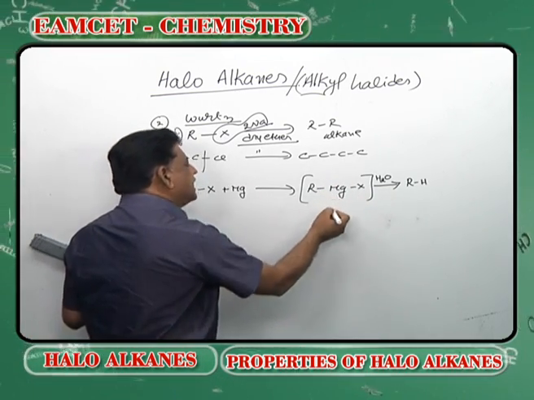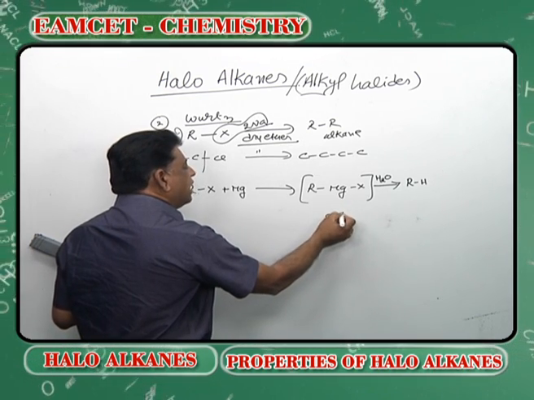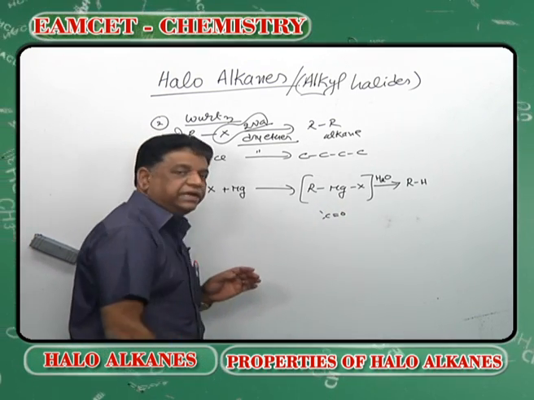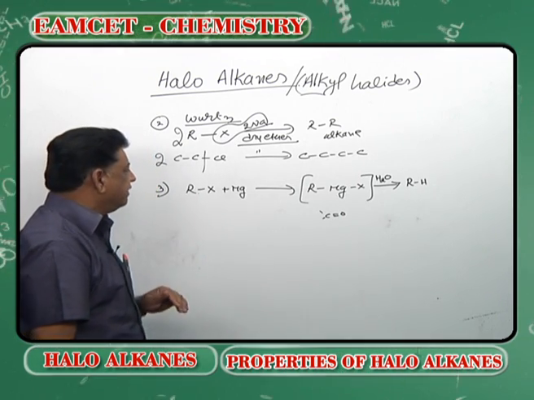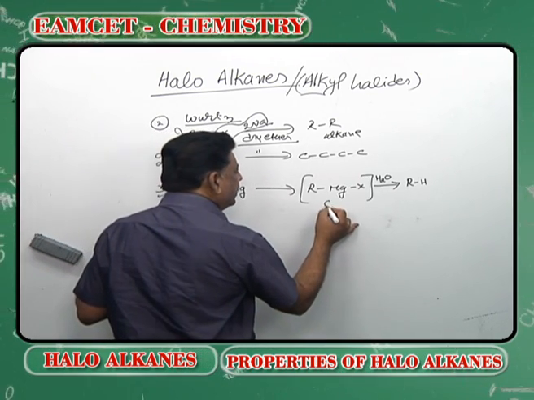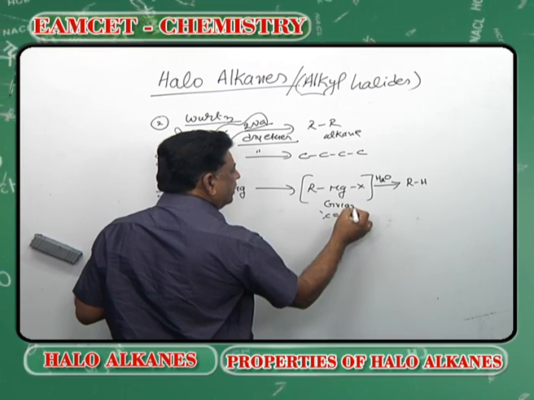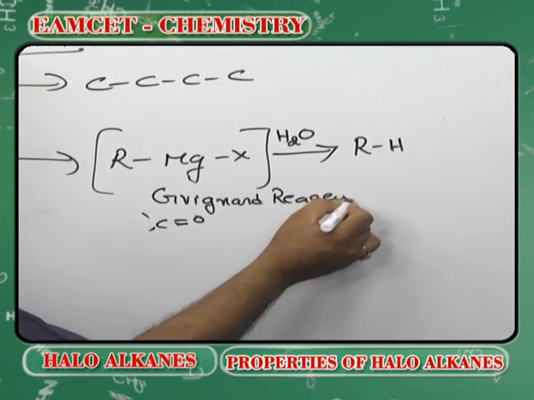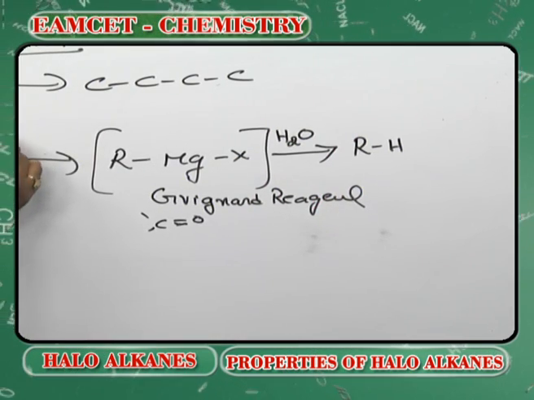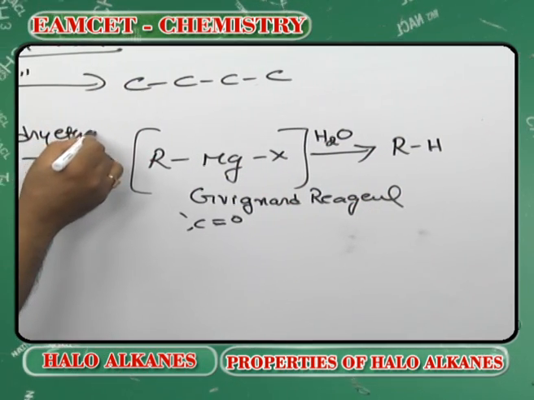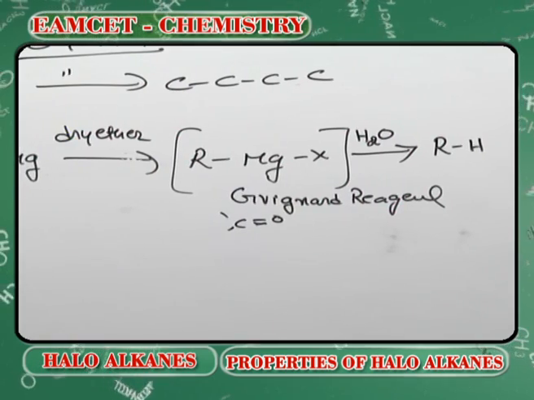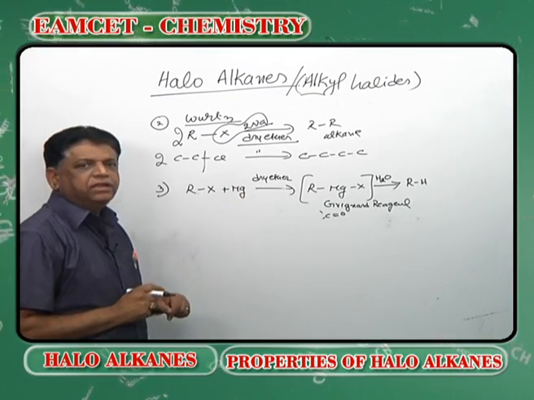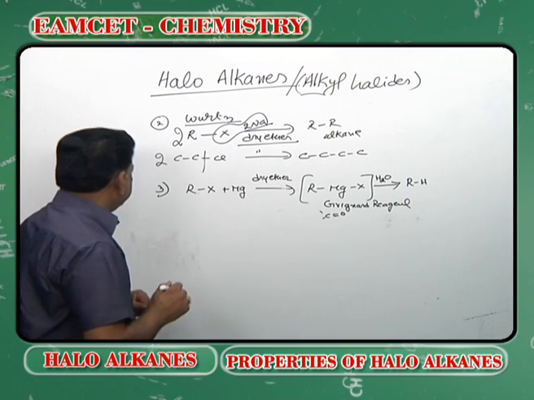But the RMgX compounds are very suitable. They add on carbonyl compounds, carbon dioxide and so on. Huge numbers of applications are there. The RMgX is called what? Grignard reagent. The reagent also requires a solvent like dry ether, because when you are using metals, ether will be the suitable solvent. Dry ether means no water-containing ether.